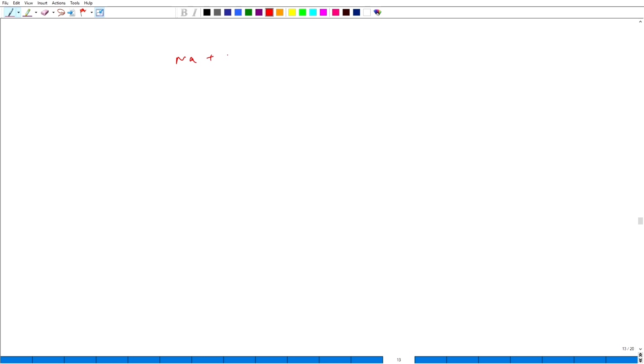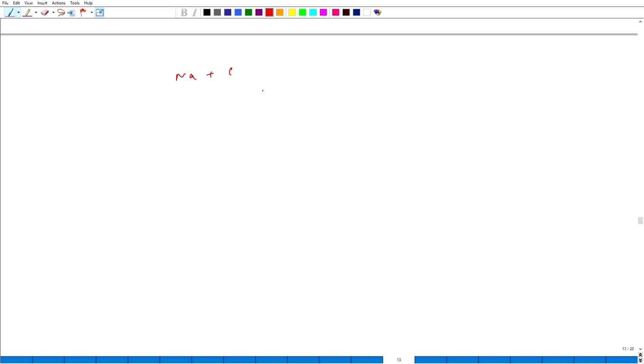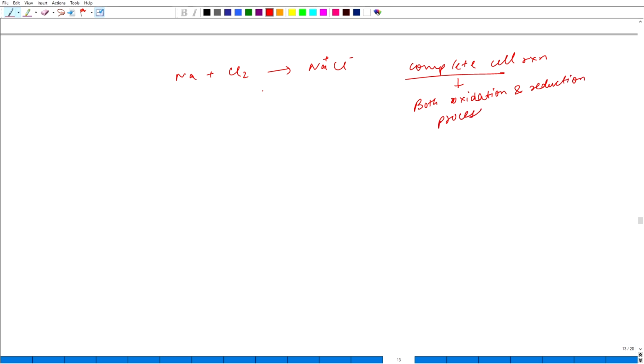The complete reaction, which I showed earlier, is sodium plus Cl2 gives NaCl. This is called a complete cell reaction. Why is this a complete cell reaction? Because both oxidation and reduction processes are shown.